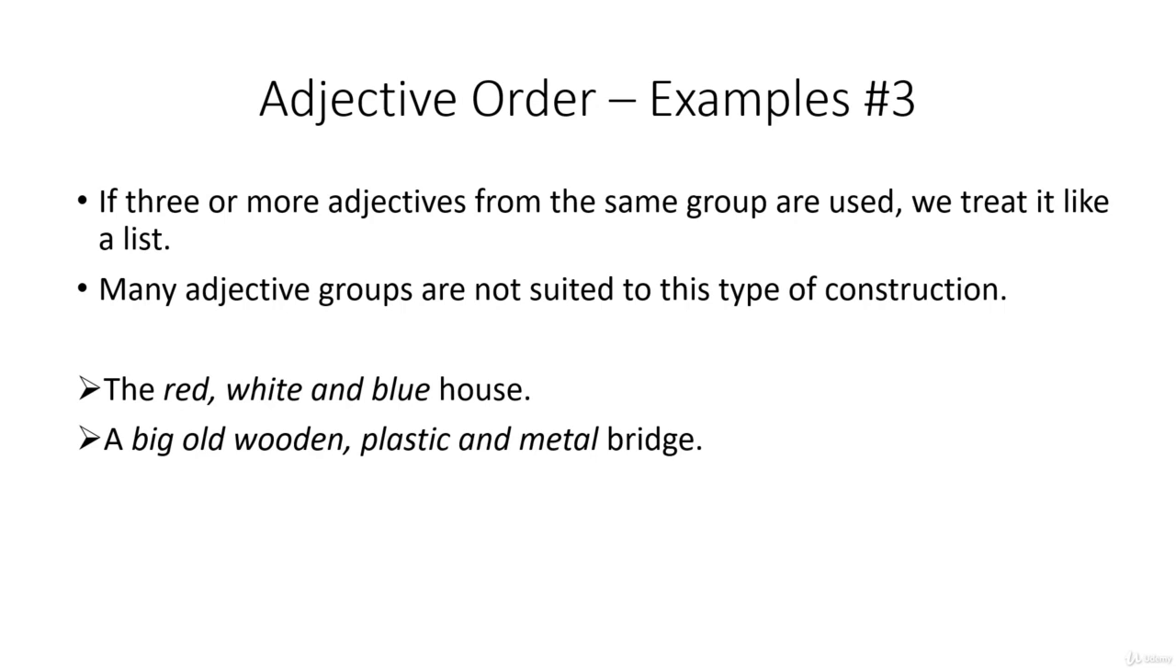So we just have that with blanks as usual, and then the wooden, plastic, and metal we treat like a list. We have the big old wooden, comma, plastic, and metal bridge. So no comma between big and old and wooden, and none at the end before and. Might look a bit strange, but it is the way it's used. If you read lots of books and things, you will see that this is how it's used.